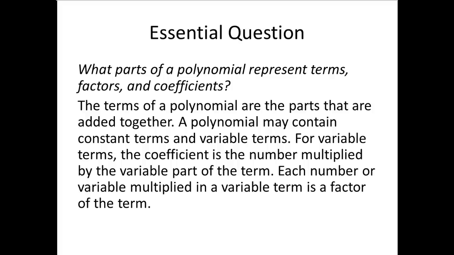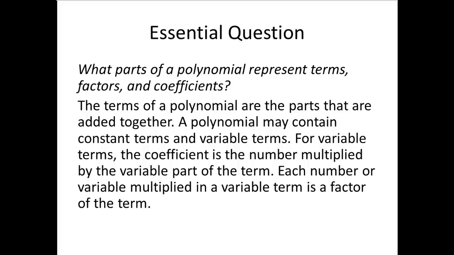In this lesson, the question that we addressed is, what parts of a polynomial represent the terms, factors, and coefficients? Remember, the terms of the polynomial are the parts that are being added together. A polynomial may contain constant terms and variable terms. For variable terms, the coefficient is the number multiplied by the variable part of the term. For example, for the term 4x squared, the coefficient would be 4, the variable part would be x squared, and the degree of that term would be 2.